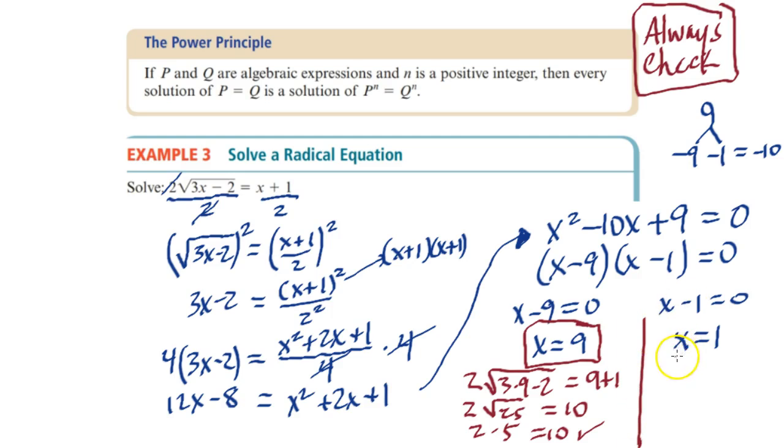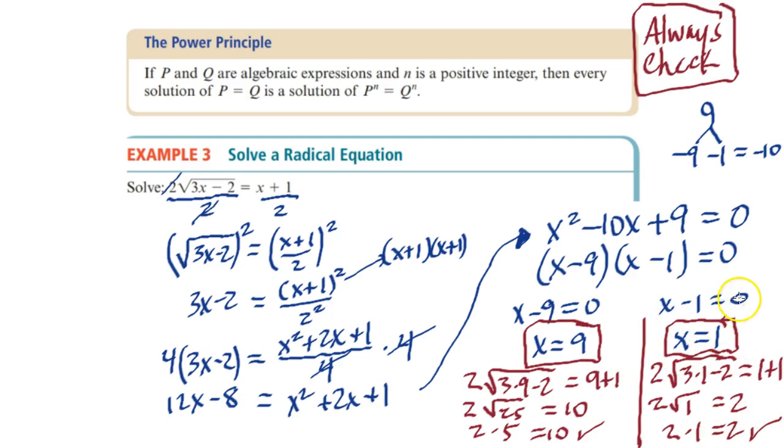Okay, now 1. 2 square root of 3 times 1 minus 2 is equal to 1 plus 1. Hopefully. We're not sure yet. 3 times 1 is 3. Minus 2 is 1. So that's 2 times the square root of 1. Is that equal to 2? And we'll notice that that's 2 times 1 is equal to 2. Good. So that is also a solution.